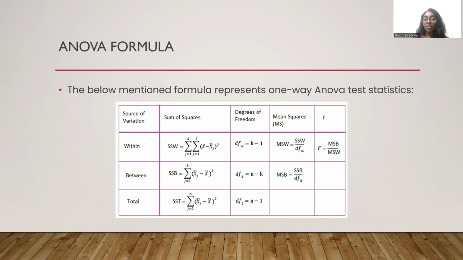Now, let's talk about the ANOVA formula. The below mentioned formula represents the one-way ANOVA test statistics. Source of variation: within, sum of squares SSW equals summation j equal to 1 to k, summation i equal to 1 to L, (x minus x bar j) whole square, and degrees of freedom is DFW equals k minus 1, mean squares MSW equals SSW by DFW, F equals MSB by MSW. Between, SSB equals summation j equal to 1 to k (xj bar minus x bar) whole square, degrees of freedom DFB equals n minus k, MSB equals SSB by DFB. Total, SST equals summation j equal to 1 to n (xj bar minus x bar) whole square, degrees of freedom DFT equals n minus 1.